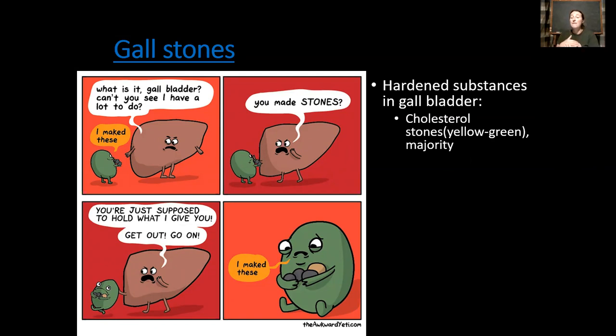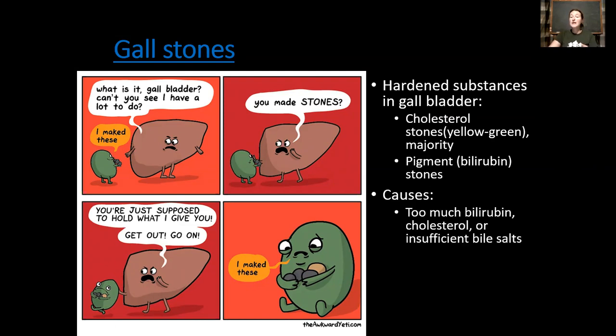you have very high cholesterol in your blood. Your liver is constantly pulling that cholesterol out, dumping it into the bile. And so you have a super thick bile filled with cholesterol. Sometimes that cholesterol can stick together and make these squishier yellow-green stones. The other type of stone are the bilirubin stones. These are pigment stones. They are darker in color.